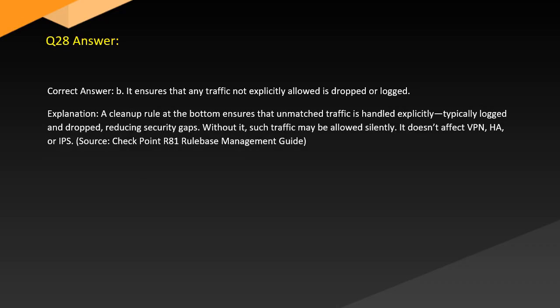Answer. Correct answer: B. It ensures that any traffic not explicitly allowed is dropped or logged. Explanation: A cleanup rule at the bottom ensures that unmatched traffic is handled explicitly, typically logged and dropped, reducing security gaps. Without it, such traffic may be allowed silently. It doesn't affect VPN or IPS. Source: Checkpoint rule-based management guide.